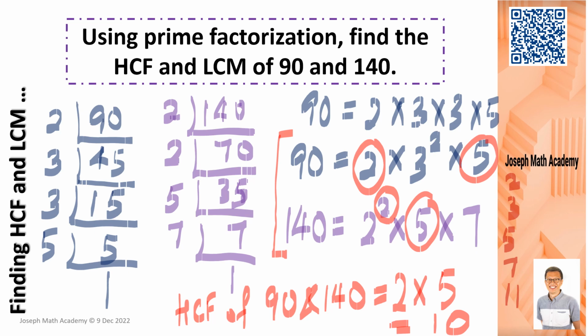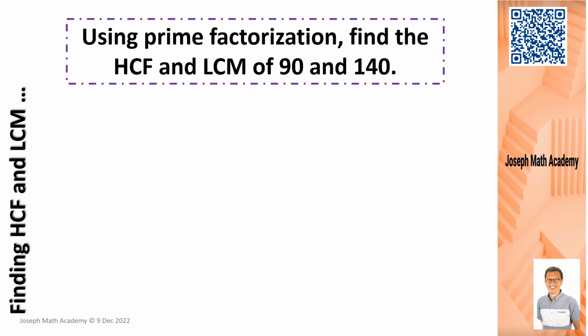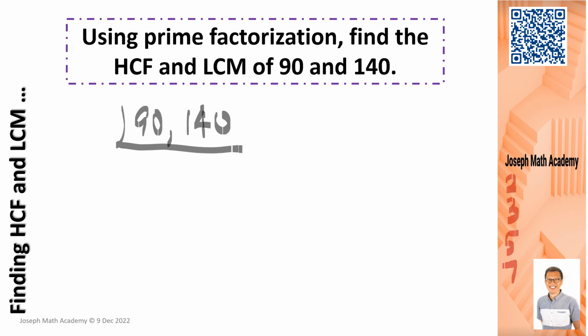Okay, right now I'm going to move on to LCM. Now for LCM, we are supposed to place both side by side with a comma when we use repeated division. Put them side by side again using our prime numbers. Okay, let's try 2. So that gives us 45. That gives us 70.